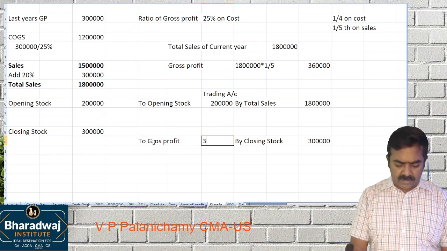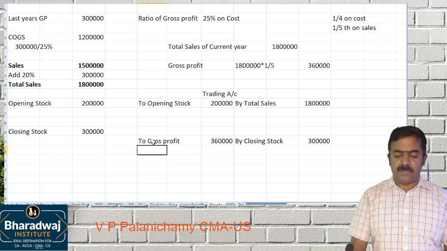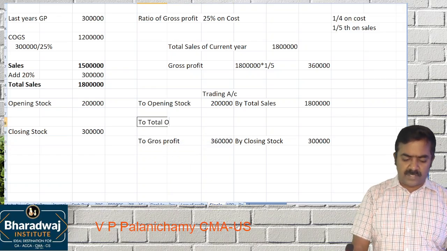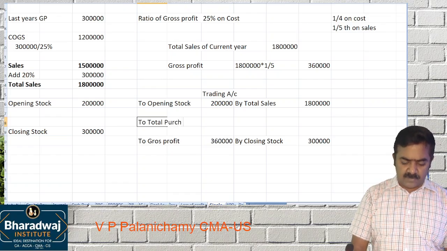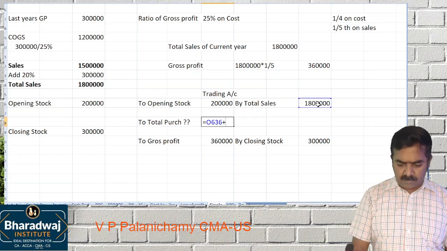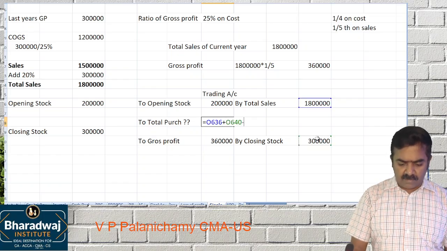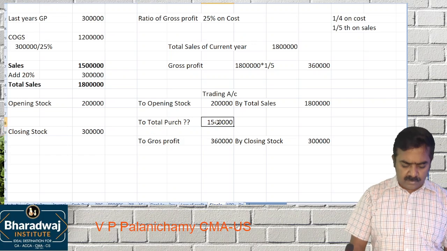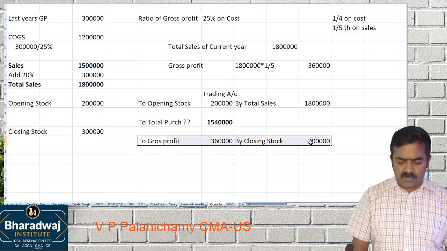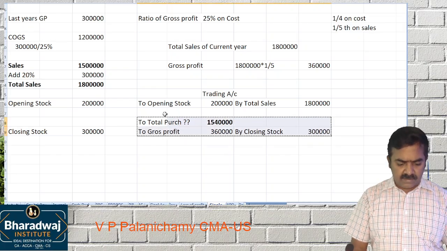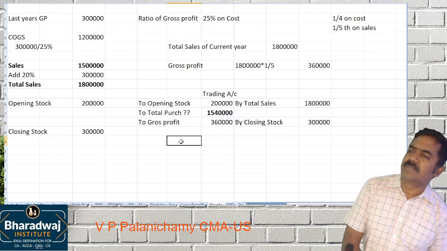3 lakh 60,000. Current year GP. Last year GP 3 lakhs. Current year order GP 3 lakh 60,000. To get total purchases as a balancing figure: 18 lakhs plus 3 lakhs minus 3 lakh 60,000 minus 2 lakhs. How much do you get? 15 lakh 40,000. We get it as a balancing figure.